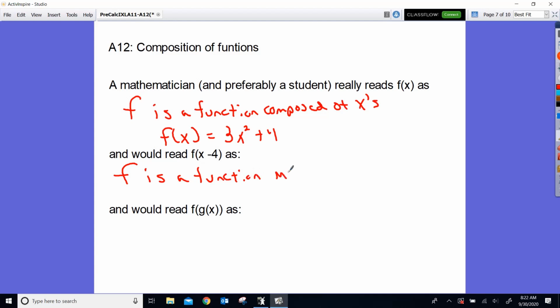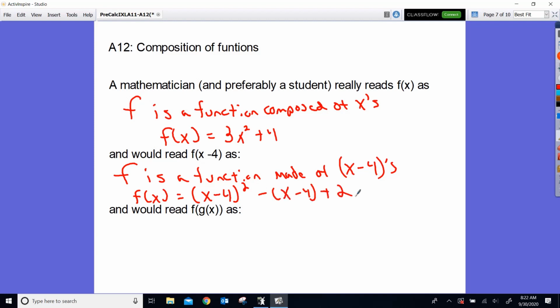You can say made of, or instead of composed, made of x minus 4s. Like you might have some weird function, f of x equals x minus 4 squared minus x minus 4 plus 2. All those things in the variable spots are just x minus 4s. And if you're still reading f parentheses x, that's how you're reading it.